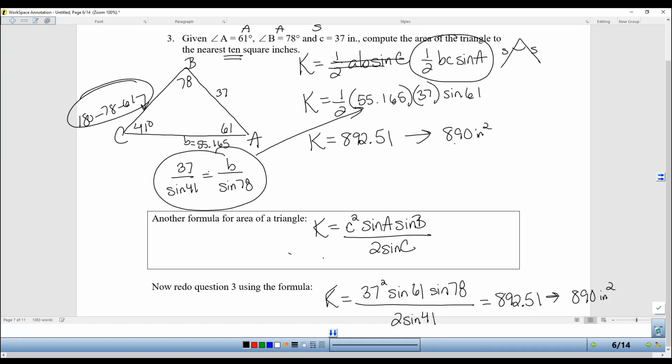So is it a great shortcut? Sure. But the only way it's helpful to you is if you have all these formulas written on your appendix and you know when to use them. This one's great if you just know one side and 2 angles, because if you know 2 angles in a triangle, you can find the third one.